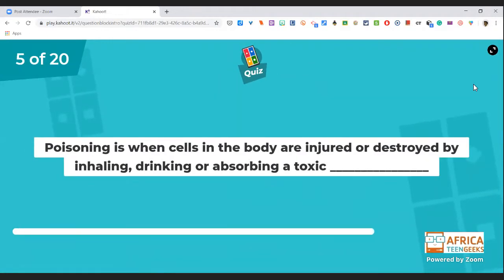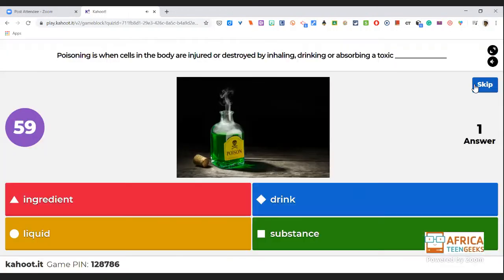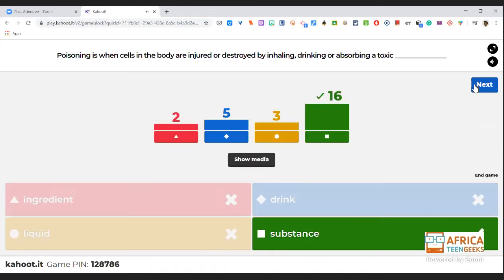Poisoning is when cells in the body are injured or destroyed by... I don't know why I gave so much time for this one. That was a mistake. Right. Most people got that.